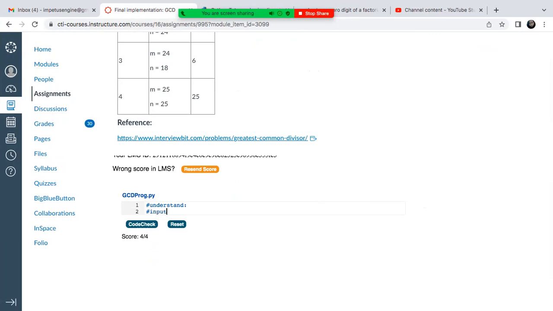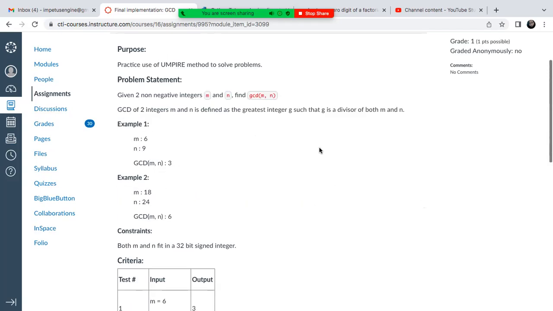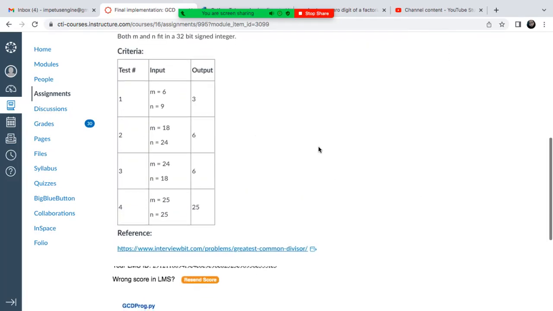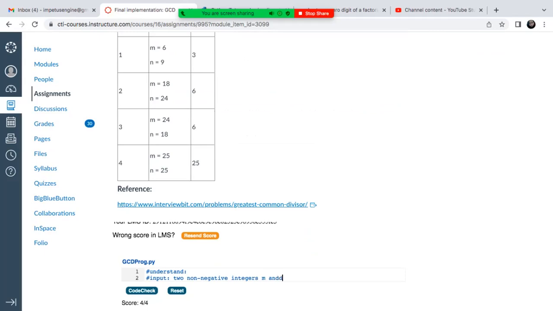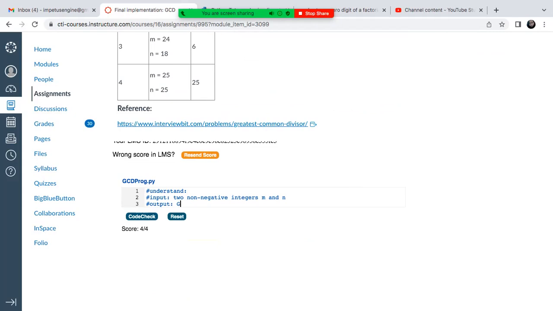To understand, we have the input. The input is two non-negative integers, m and n, and the output is the GCD of m and n. We have some examples here.